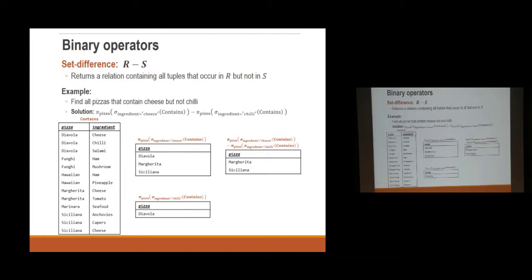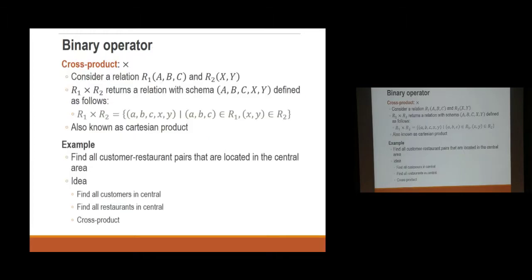Okay, so the last operator is kind of big. This is the binary operator of the cross product. Okay, so this one is pretty complicated. So we look at this. What does it mean? What it means is basically you combine the two tables such that you get all the possible combinations.